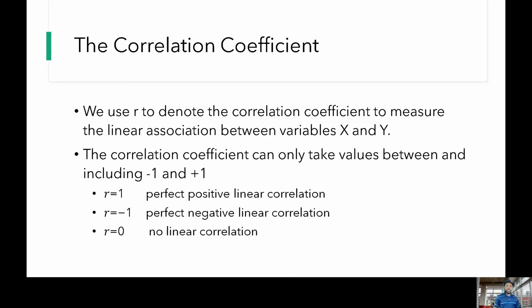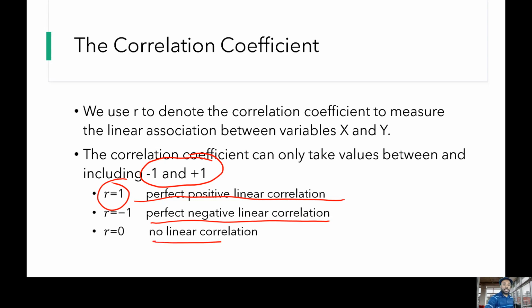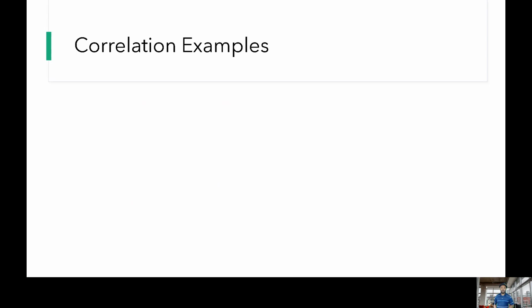So correlation coefficient values are between -1 and +1. If the correlation between two variables is equal to 1, it means that it has a perfect positive linear correlation. If it's -1, it means that it has a perfect negative linear correlation. If it's equal to 0, it means that there is no linear correlation. And if it's in between, I will show you how to interpret it very soon.